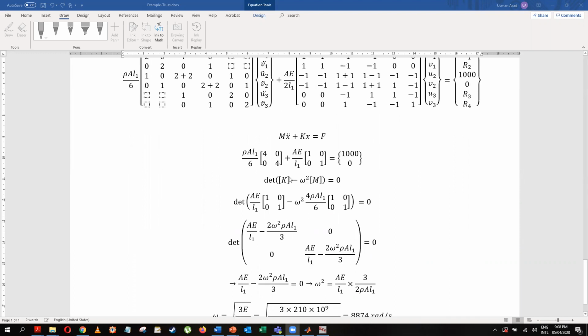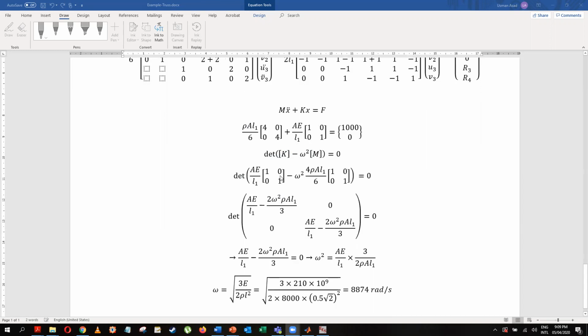ठीक है? In order to find the natural frequency, we have to set the determinant of this K matrix minus omega square M matrix equal to 0, right? So you have to find the value of omega that sets this determinant equal to 0. So K matrix was this thing right here, minus omega square into M matrix. इसमें ये 4 को मैं बाहर लेके आ गया, should be equal to 0. So that means that the determinant of iska pehla element basically is A over L1 minus 4 by 6 is 2 by 3. So minus 2 by 3 omega square rho A L1.